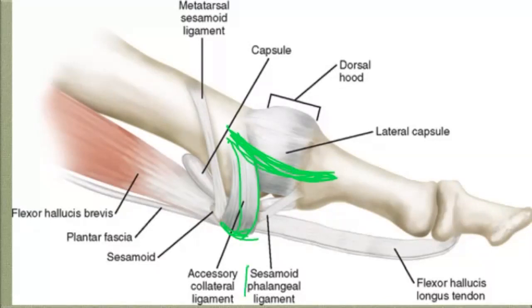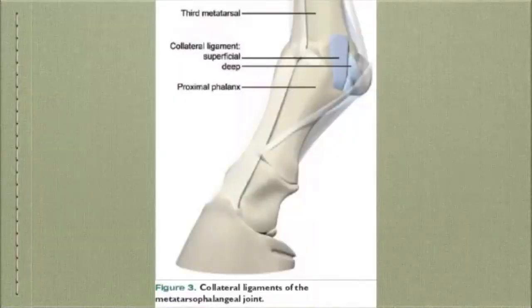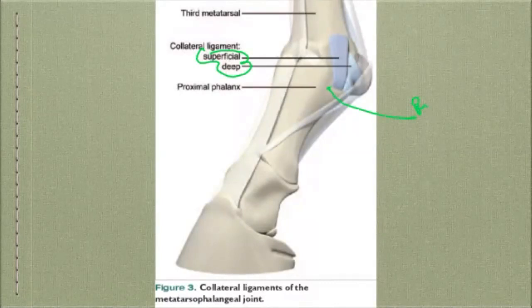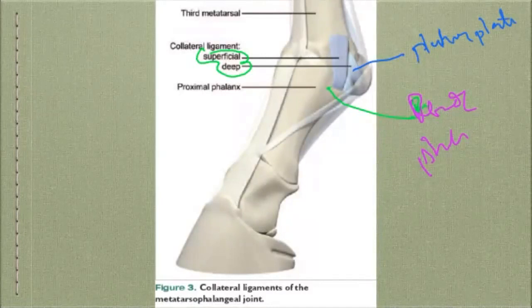You see, this is the phalangeal ligament. Here it is called superficial and deep, right? If you observe them correctly, the superficial part is to the base of the phalanx, but the deep part goes to the plantar plate, right? That is the anatomy.